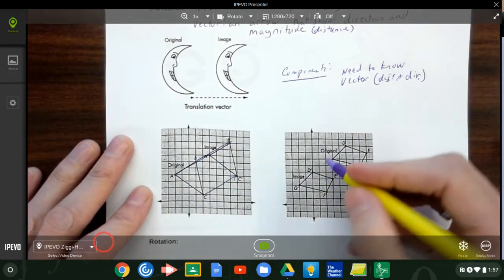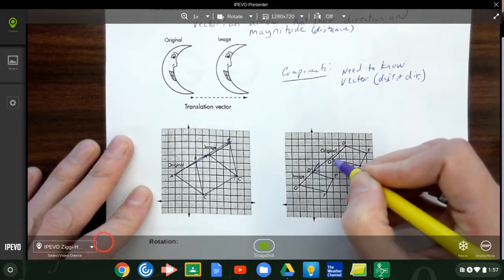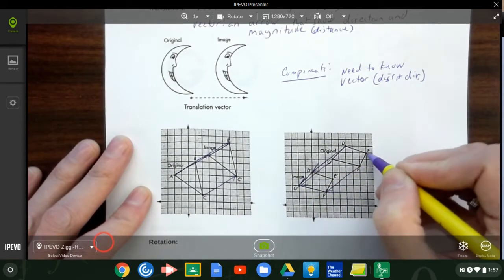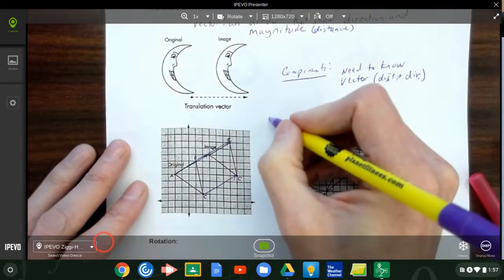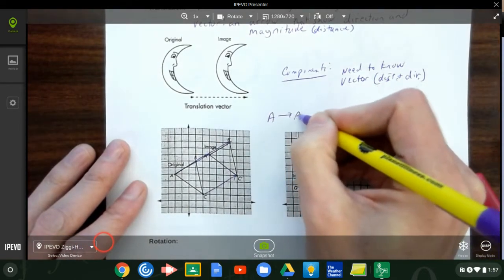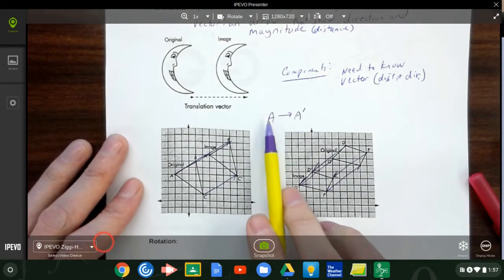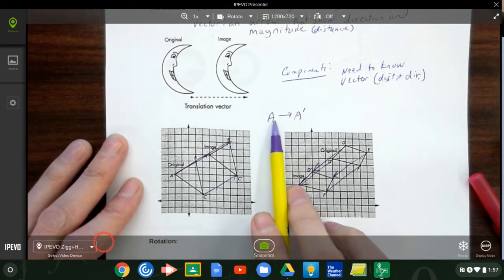The same can be true about this, D to D prime. So here we're going backwards down there. G to G prime, F to F prime, E to E prime. Notice that term I'm using, prime. So A to A prime. The prime lets me know that I'm looking at the image, not the pre-image. So the prime comes from the previous thing.